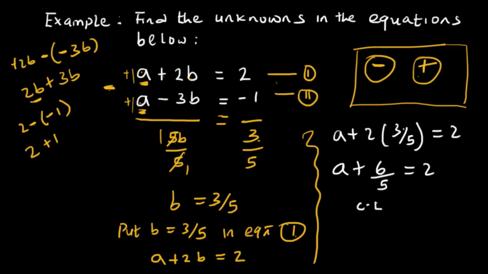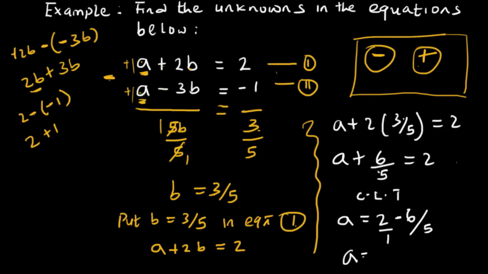Now I collect like terms. Number, we have to go and meet number. So a equals 2. When 6 over 5 crosses the equal to sign, it becomes minus 6 over 5. Now we find the LCM. A equals, LCM of 5 and 1 is 5. 5 divided by 1 is 5, 5 times 2 is 10. Minus, 5 divided by 5 is 1, 1 times 6 is 6.